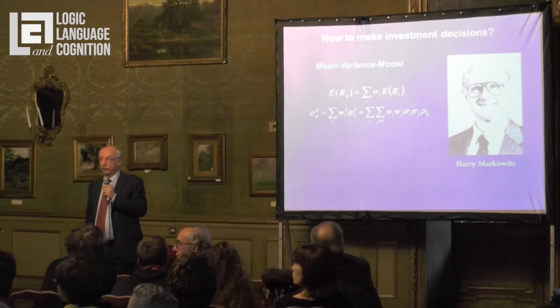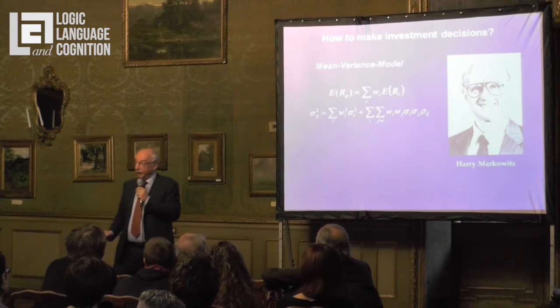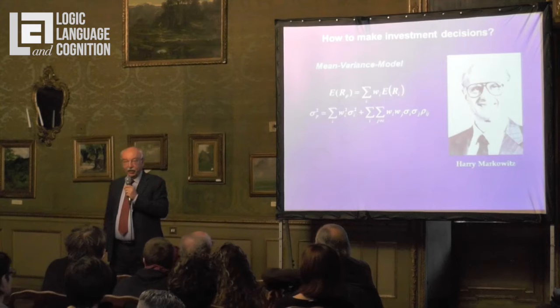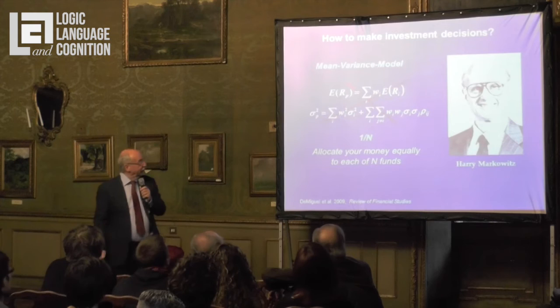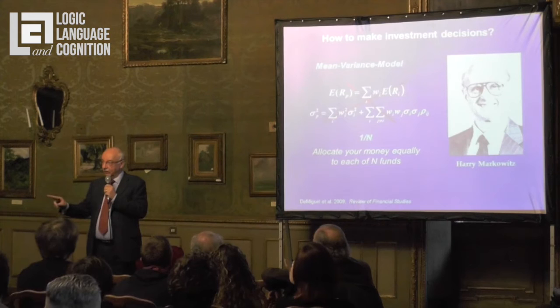Now, do you know the following? When Harry Markowitz made his own investment for the time after his retirement, did he use his Nobel Prize winning optimization model? One might think so. No, he did not. He used a simple heuristic called 1 over N. That means allocate your money equally. So if you have only two options, you do 50-50. Three, a third, a third, a third. There's no weighing. You don't even try to estimate anything.